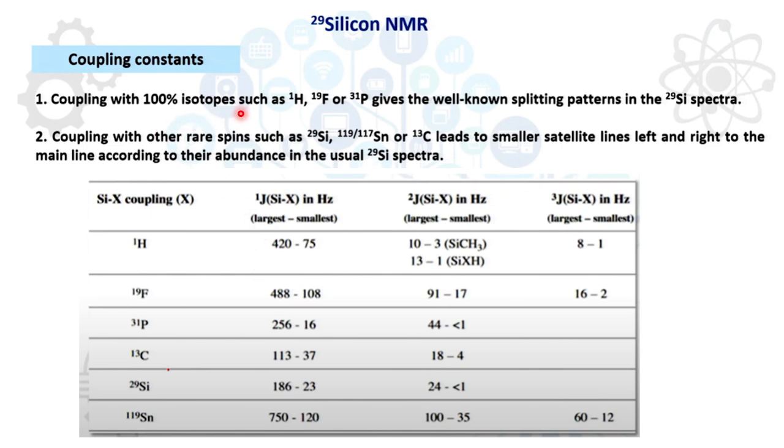Coupling with 100% isotopes such as proton, 19F and 31P gives the well-known splitting pattern of the 29Si. So with silicon, if there is proton or fluorine or phosphorus bonded, it will split the peak. And coupling with other rare spin nuclei, for example tin or 13C, leads to smaller satellite lines left and right to the main line. So this will also create some complexity in the NMR spectra.